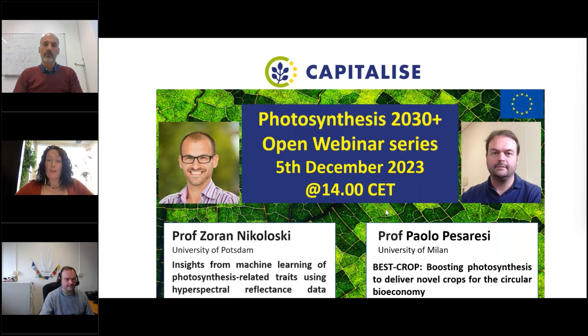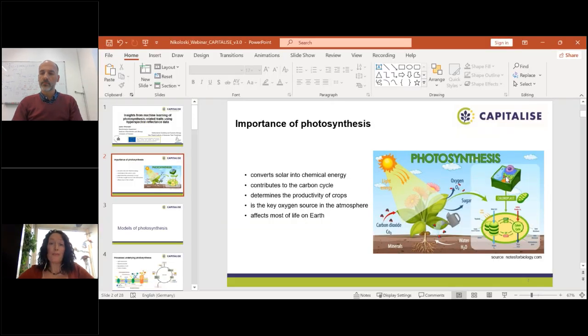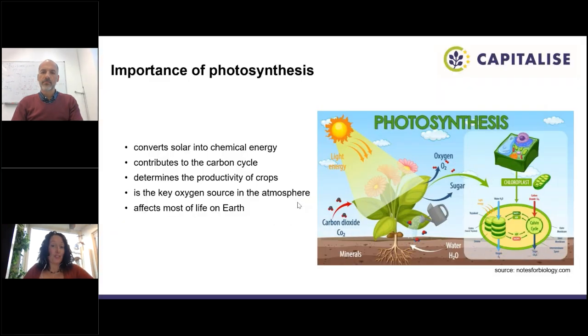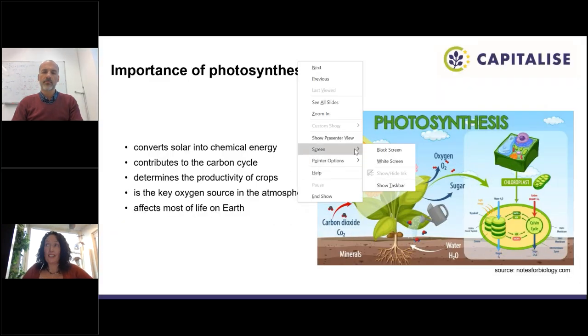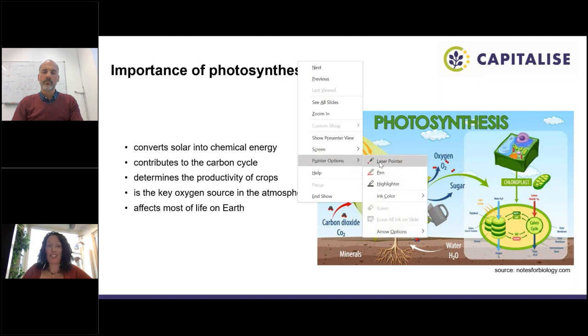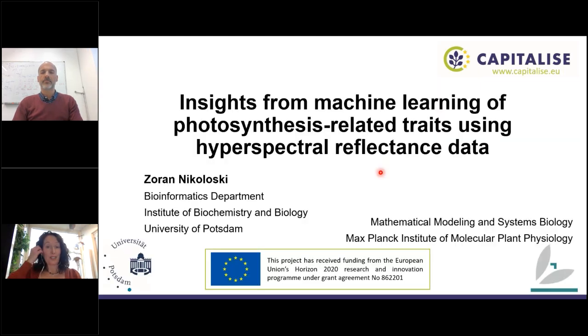Okay, so we'll move on to our first speaker today, which is Zoran Nikoloski. He is the chair of bioinformatics at the Institute of Biochemistry and Biology at the University of Potsdam. He's also a collaborative research group leader at the Max Planck Institute of Molecular Plant Physiology, and his research involves understanding how genomic variation leads to different metabolic phenotypes and growth-related traits in photosynthetic organisms.